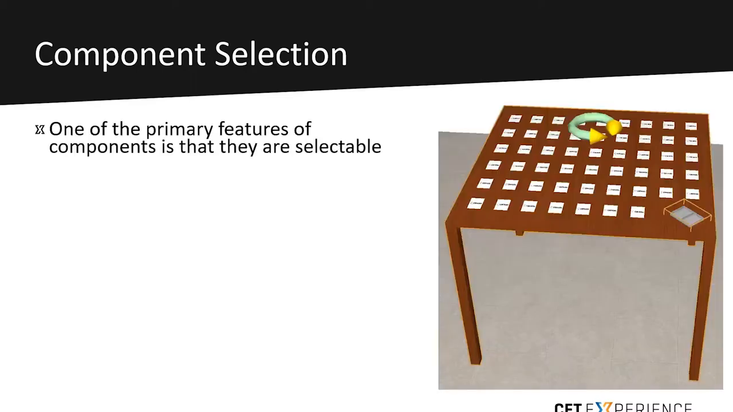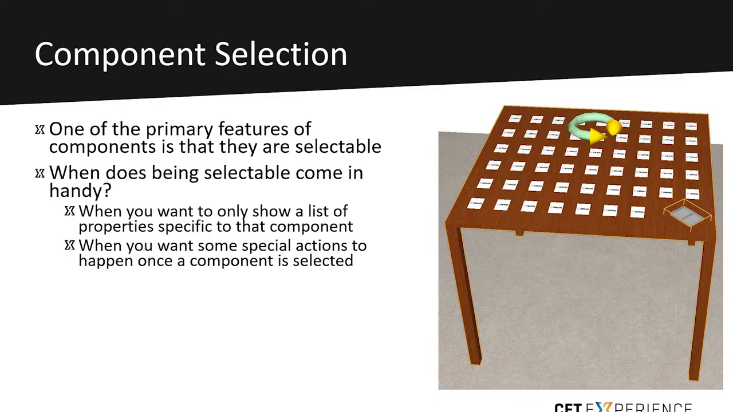So component selection, one of the primary features of components is that they are selectable. So when does that come in handy? For starters, if you want components to handle their own properties, if you want to be able to select a certain part of your table, for example, and you get a requirement like, hey, if I click a card, I want to flip it over, like we're eventually going to do, then it's really nice to be able to actually click on the component and have it drive its own custom logic. So that's really nice, and that's the second reason you would maybe want this to be selectable. If you want to do something special with clicking a component, that's where you can do this.